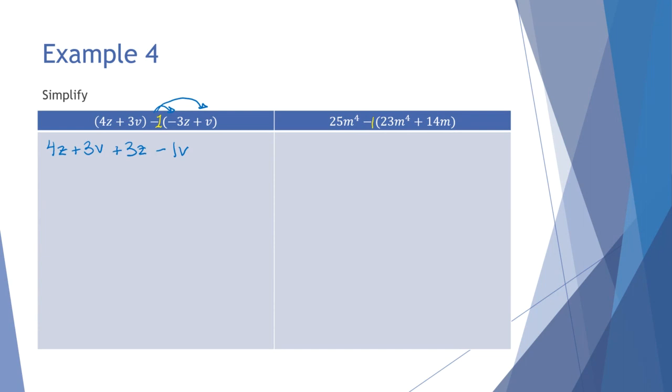So now, like terms, we need to match the variables. So I have 4z and 3z, and then 3v minus 1v. You have to make sure you're matching your variables. With the z, 4 plus 3 is 7, so that's 7z. With the v, 3 minus 1 is 2, so that's plus 2v. And then they're different letters, so those cannot be combined.